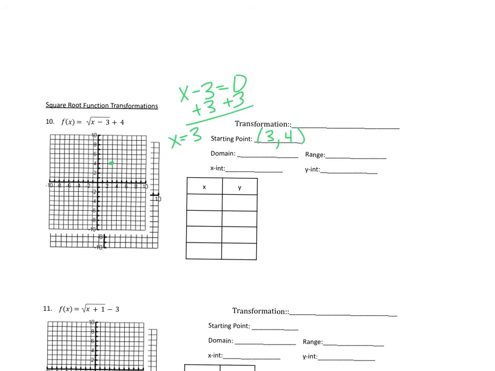Okay. Now, it can't go past that 3 because if you do, you're going to have a negative under there, and you can't square root a negative. So I am going to go right 3 and up 4. That's my transformation. Now, I have to pick numbers, and usually the next one is good. That is going to end up being a perfect square. So I'm going to do 4 minus 3 is 1, square root of 1 is 1, 1 plus 4 is 5. So 4, 5.